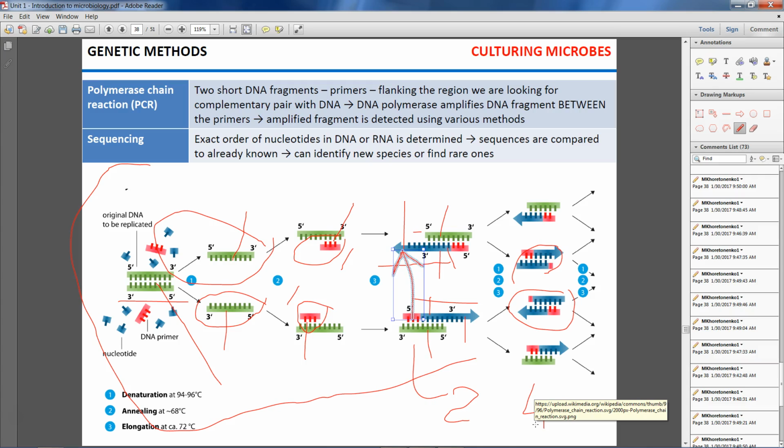It's pretty cool. Anyway, PCR is used. It's the go-to method. Did you donate blood?